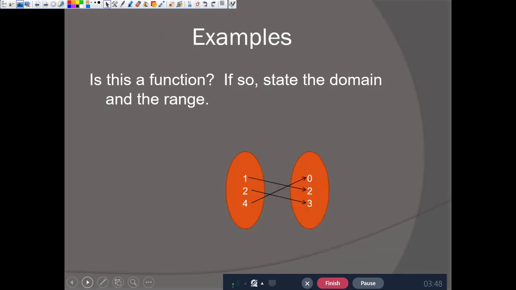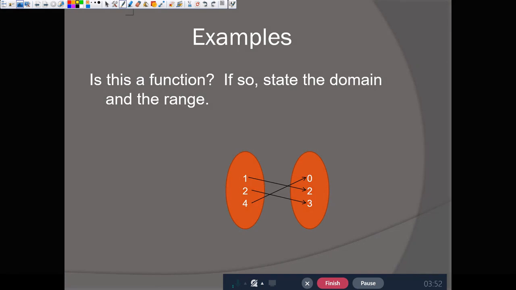Okay, is this a function? If so, state the domain and range. Okay, do my x values repeat? Are there more than one line going from them? No, there's only one line going from them. So is this a function? Yes. So yes, this is a function.